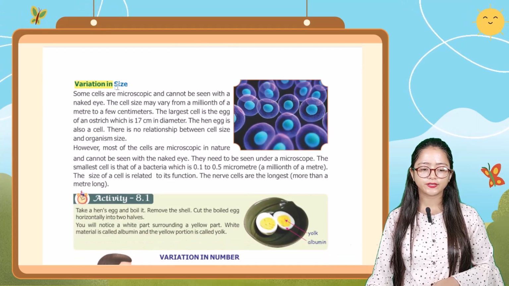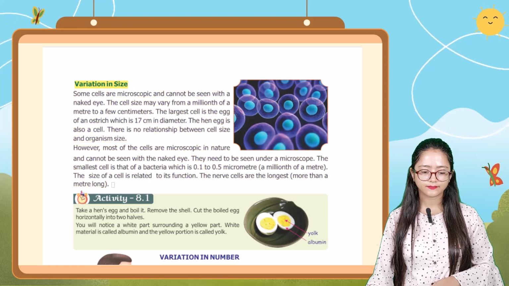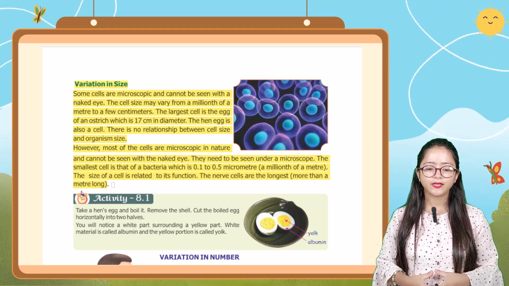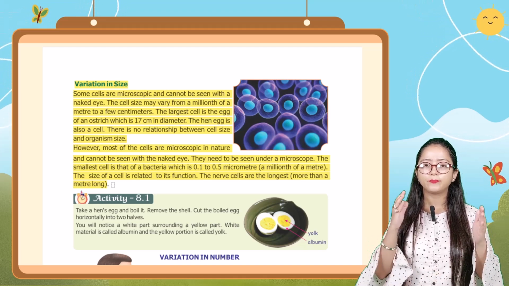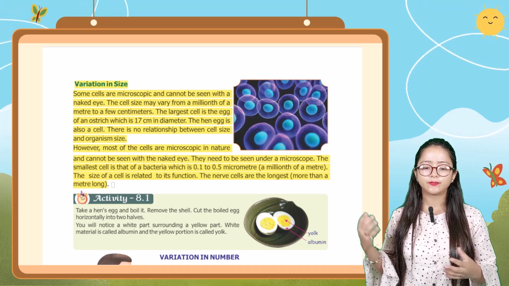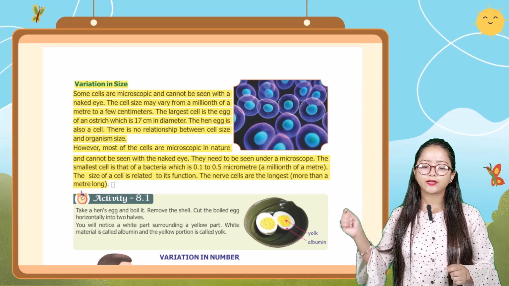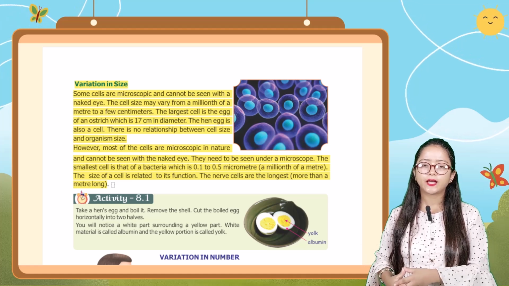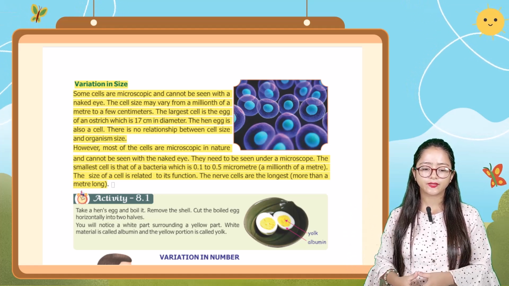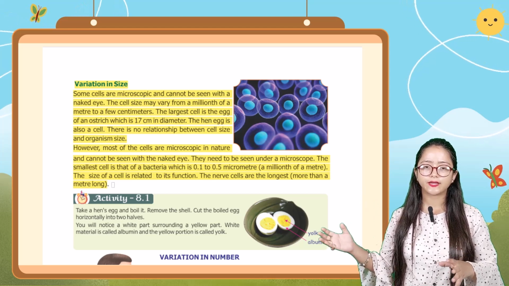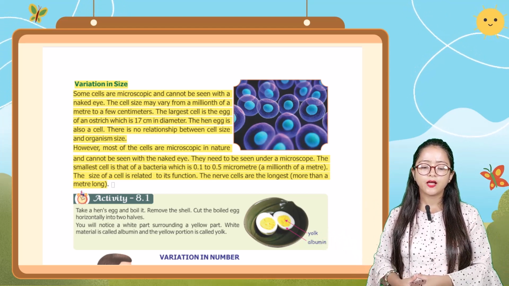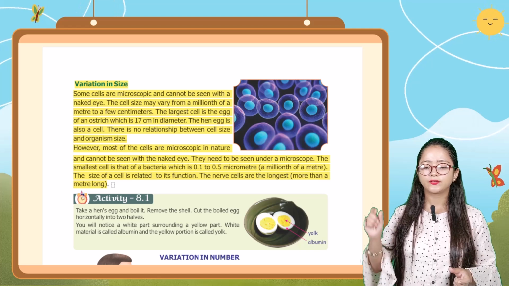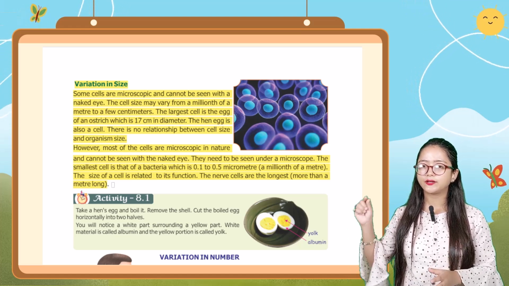Let's talk about variation in size. Some cells are microscopic and cannot be seen with the naked eye. The cell size may vary from a millionth of a meter to a few centimeters. The largest cell is the egg of an ostrich, which is 17 centimeters in diameter. The hen egg is also a cell. There is no relationship between cell size and organism size. However, most cells are microscopic in nature and need to be seen under a microscope.